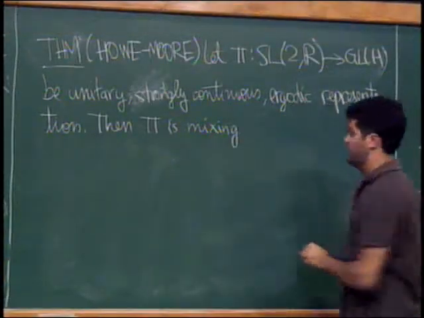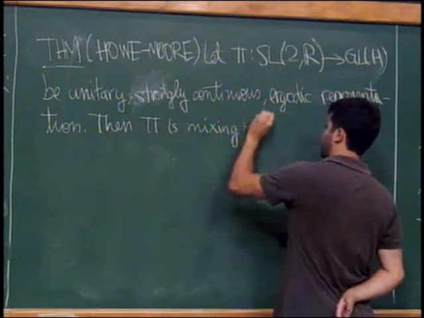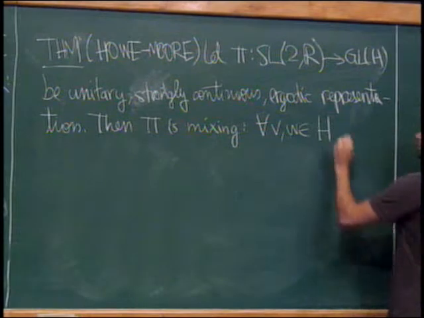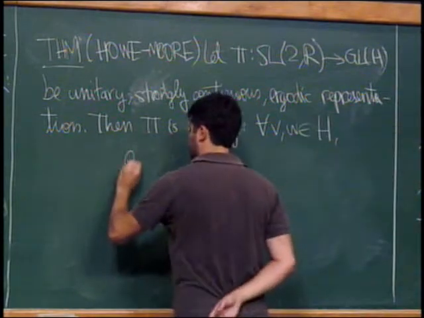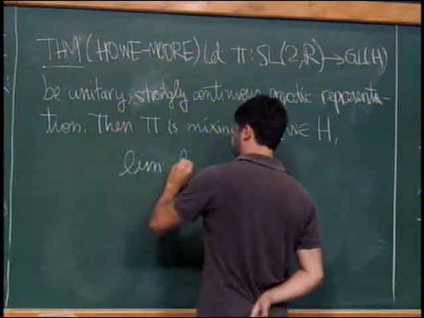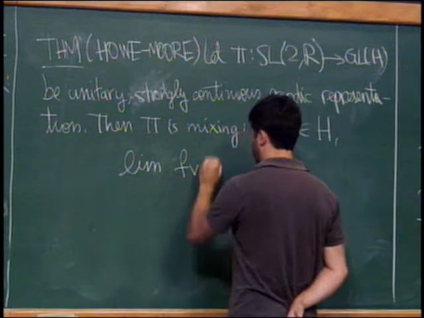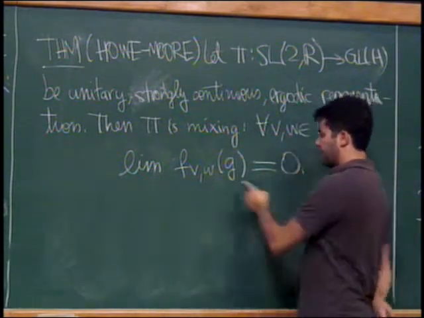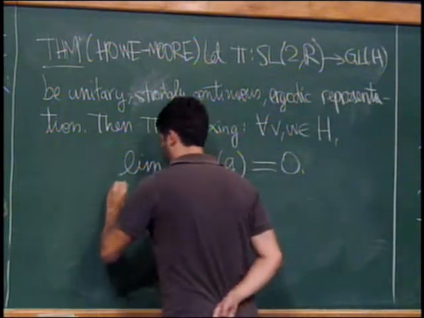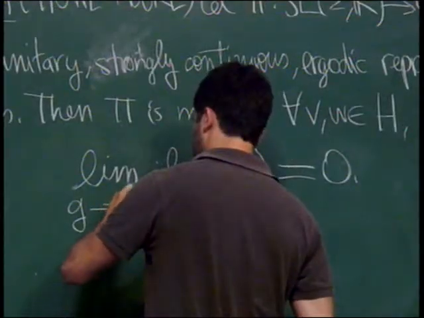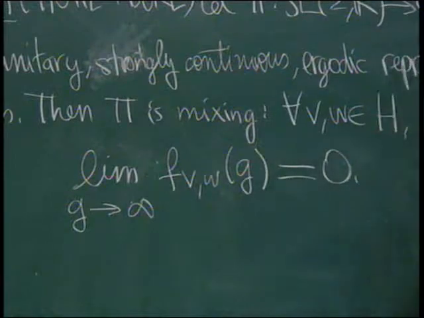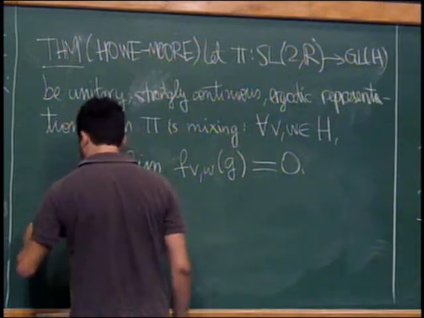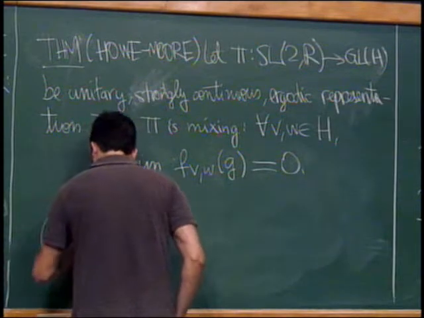And what do I mean by mixing? I mean that for every V and W in H, the limit of the matrix coefficient associated to V, W at g is 0, but the limit taken on elements of the group that go to infinity. Okay? So I just have to define what it is for an element of the group to go to infinity.